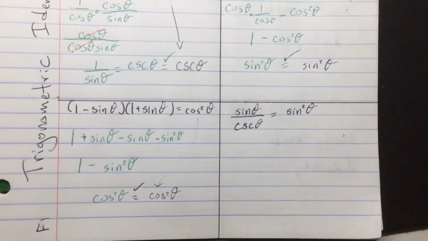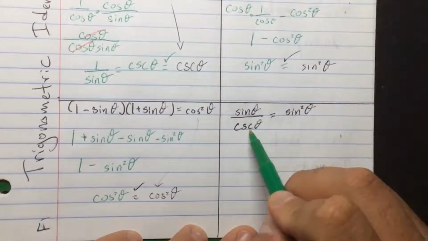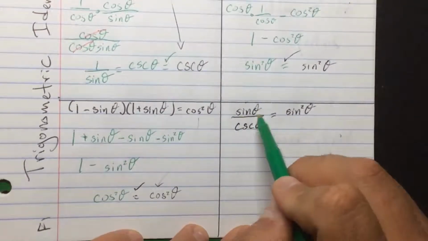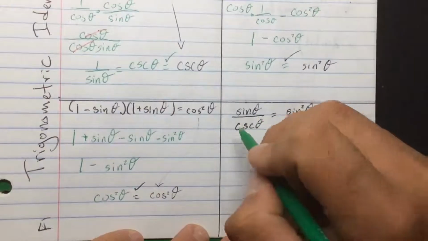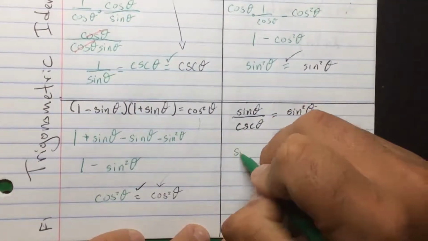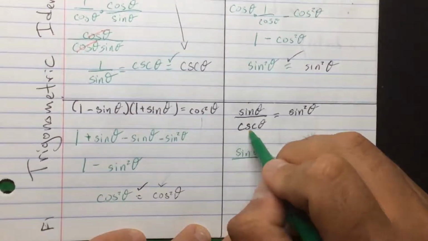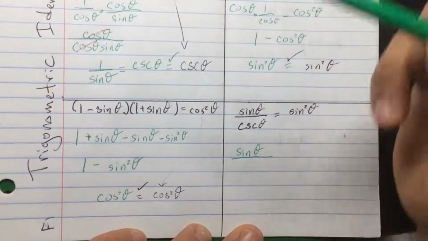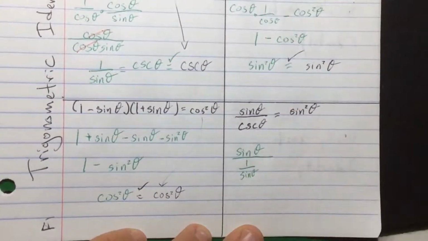All right, last one on this page at least. We have sine theta over cosecant theta is equal to sine squared theta. Once again, we're going to turn everything into sine and cosine. The first one's already in sine, so we can just write sine theta. And then we have our cosecant theta, which we look on top. We see cosecant theta is equal to 1 over sine theta. So we're going to have 1 over sine theta.